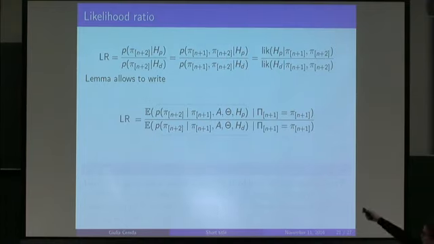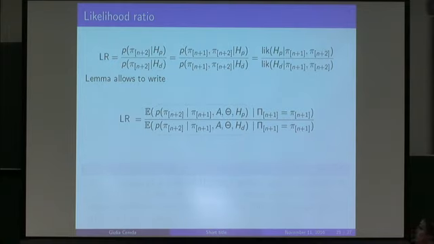Now let's look at the first part here, of this posterior density. Given HP, and given the distribution up to n plus 1, the probability of observing the partition up to n plus 2 is 1.